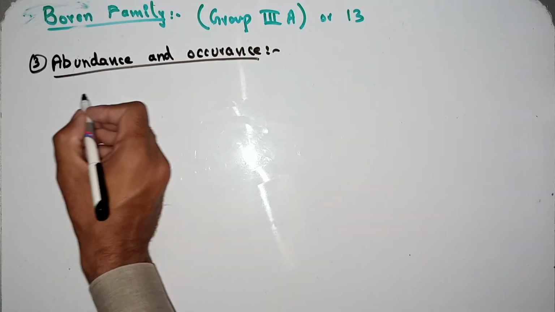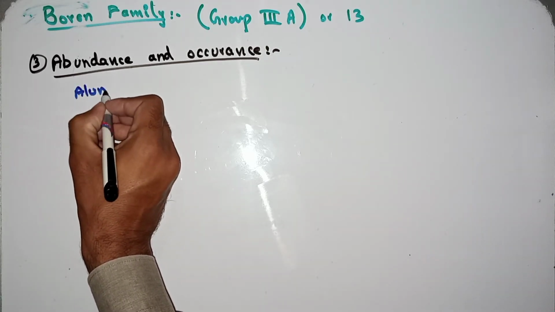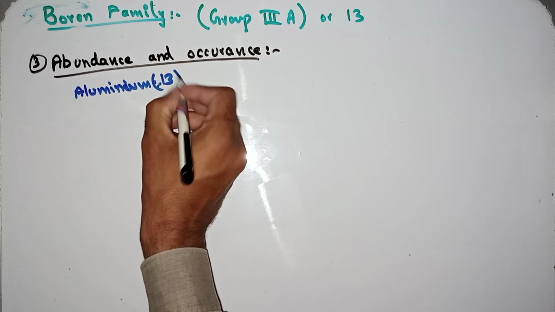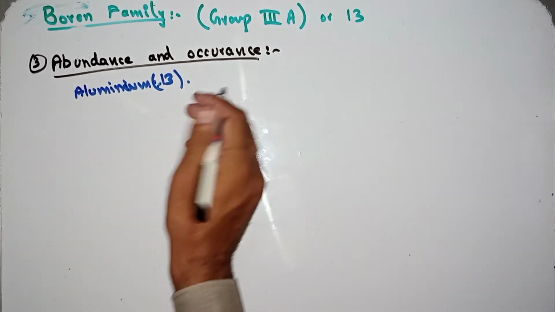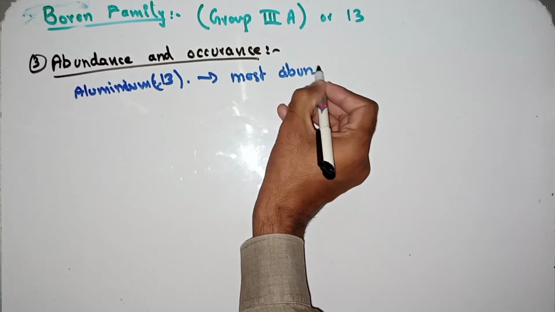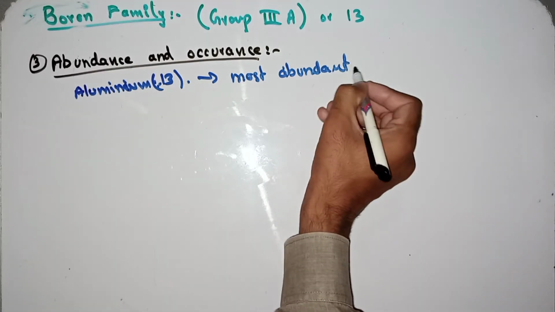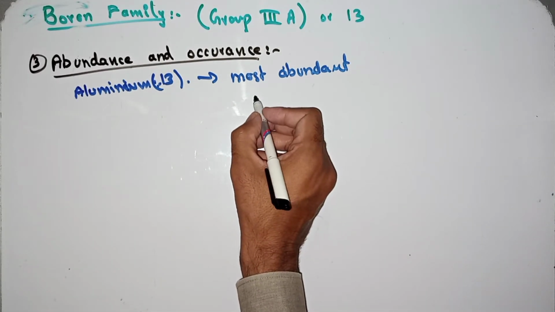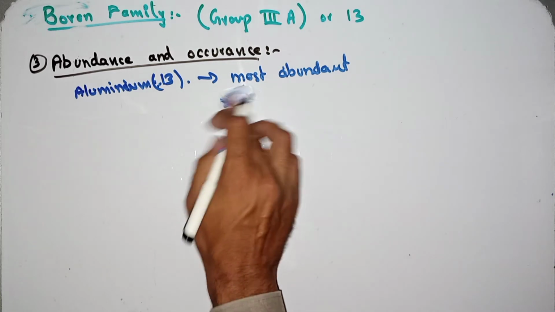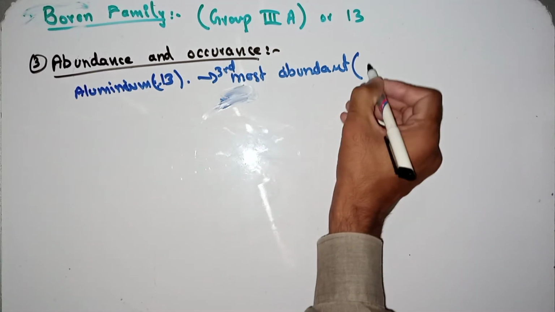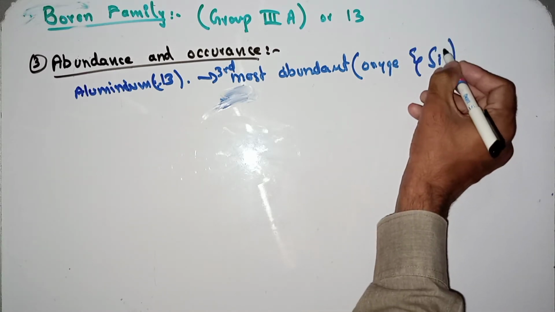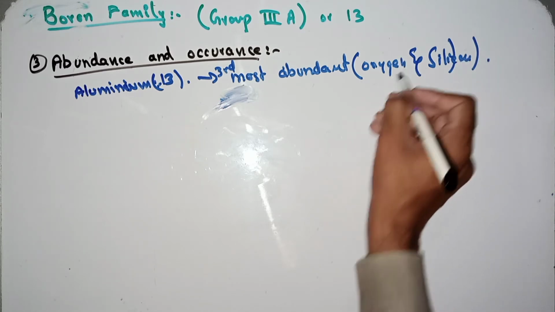Aluminum, Al, which has atomic number 13, is the most abundant metal in this group. It is the most abundant metal in this group. After oxygen and silicon, it is the third most abundant element.